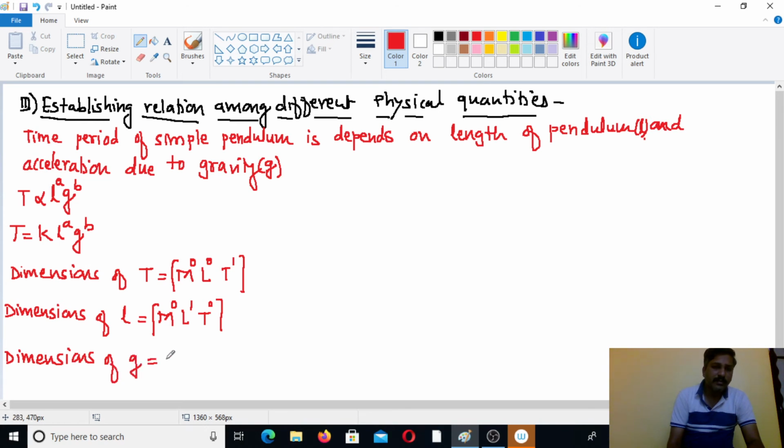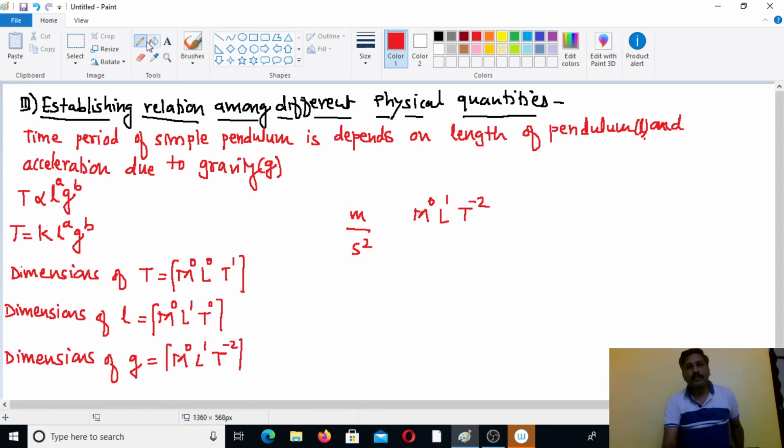The unit of g is meter per second square. So meter, therefore m raised to 0. Meter is a unit of length and second square is a unit of time period. Therefore it becomes m raised to 0, L raised to 1 and T raised to minus 2.